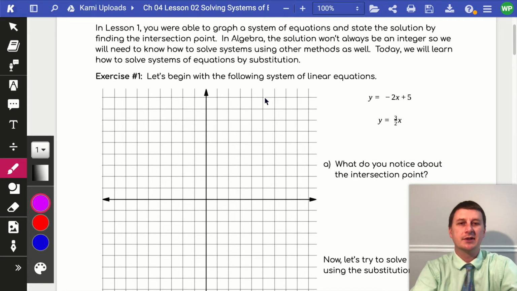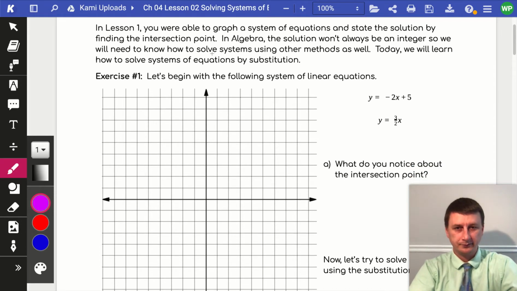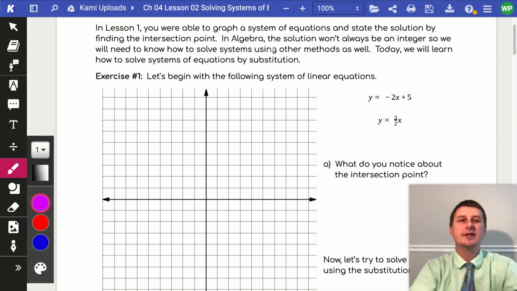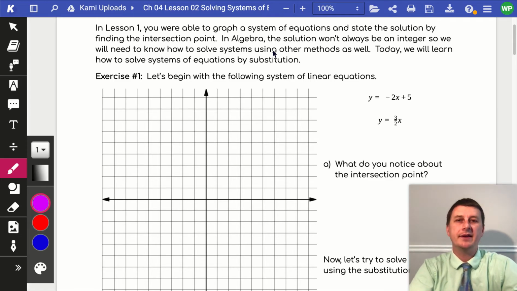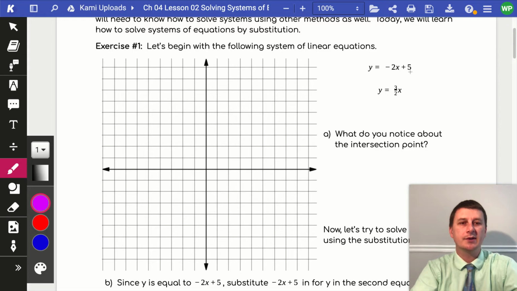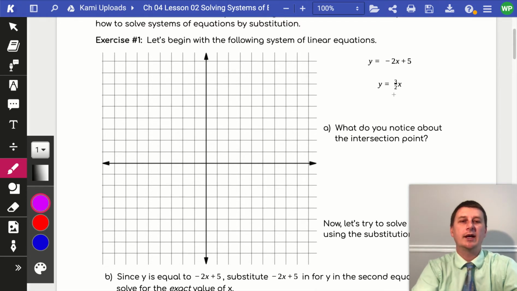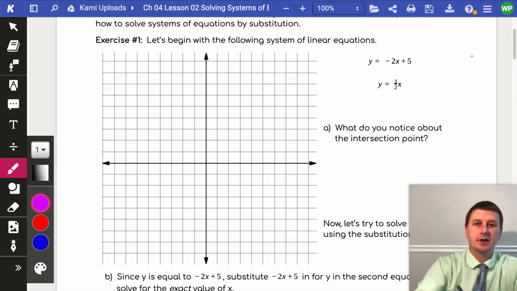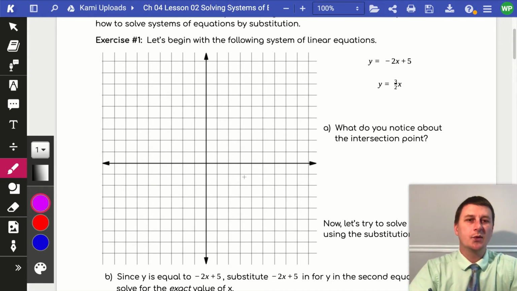into solving by substitution. So in algebra, the solution is not always going to be an integer. So we will need to know how to solve systems using other methods as well. So today we're going to learn how to solve systems of equations by substitution. So let's begin with the following systems of linear equations: y equals negative 2x plus 5 and y equals 3 over 2x. Let's graph them. Let's see what happens where they intersect.